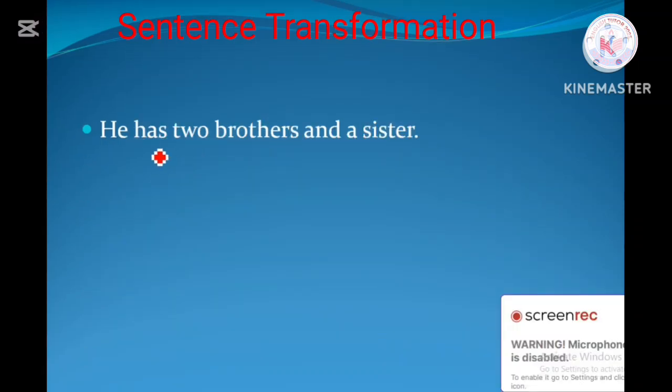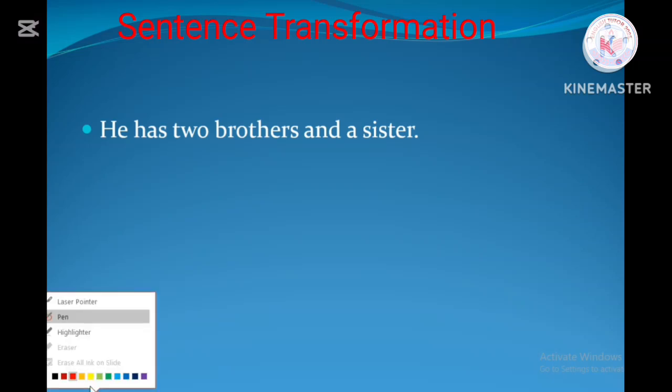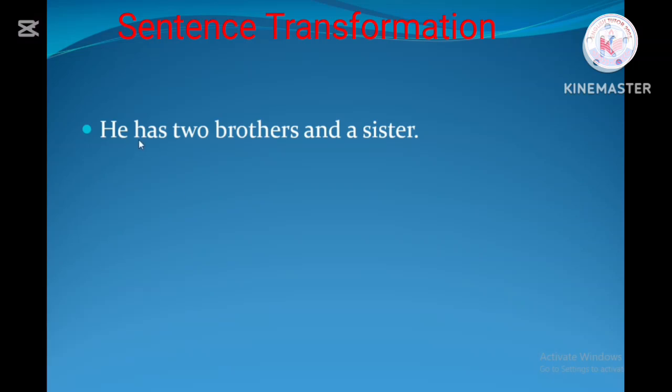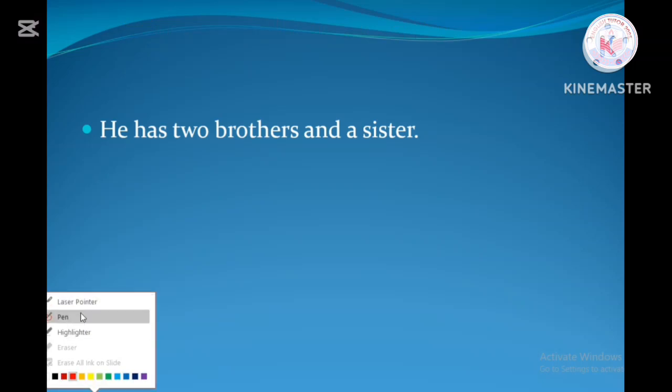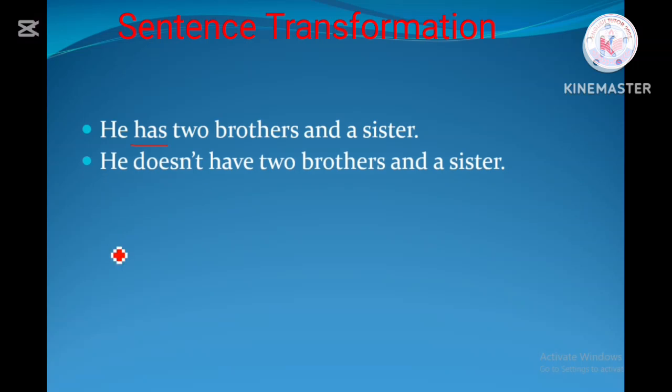Here we have: he has two brothers and a sister. It shows belongingness. That's why has is used as the main verb, and we can use doesn't have for it. So we can use doesn't have. He doesn't have two brothers and a sister. We can write like this. This is the better option.